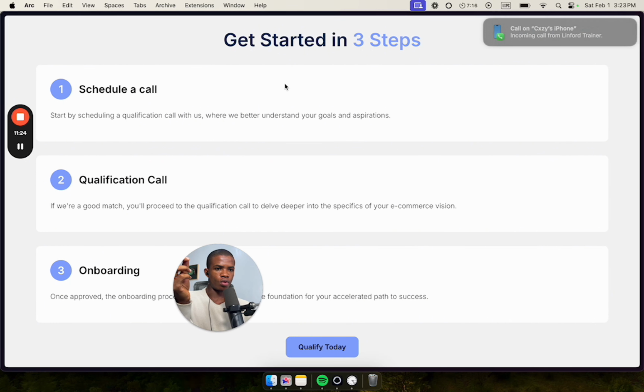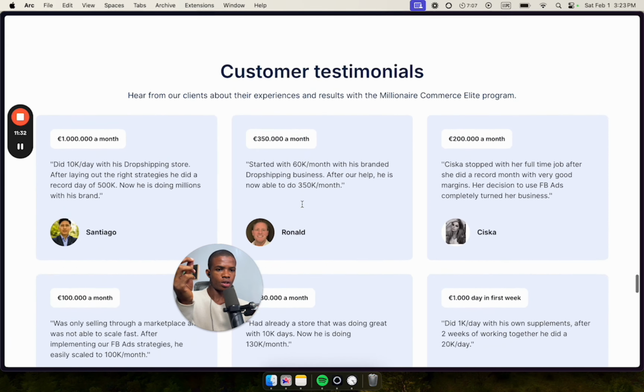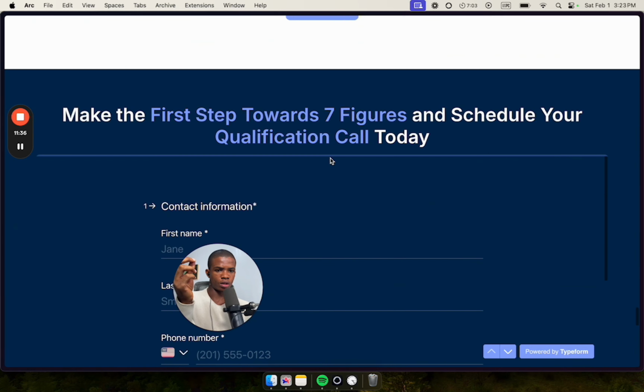The only thing that I would do here is design this a bit differently, right? And then CTAs obviously need to change. Now the customer testimonials, these ones look good as well. These ones look good. I think they look great.